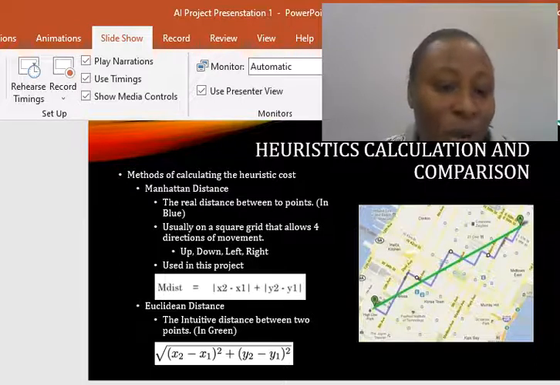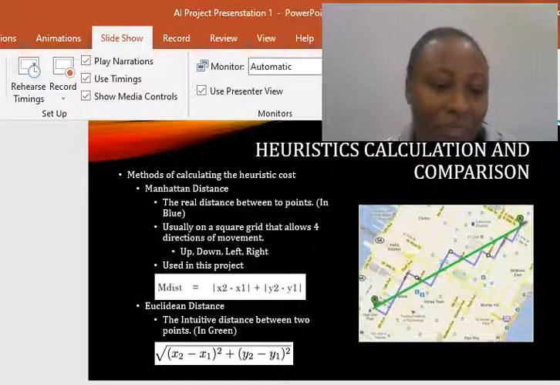And next, we can look at the Euclidean distance.